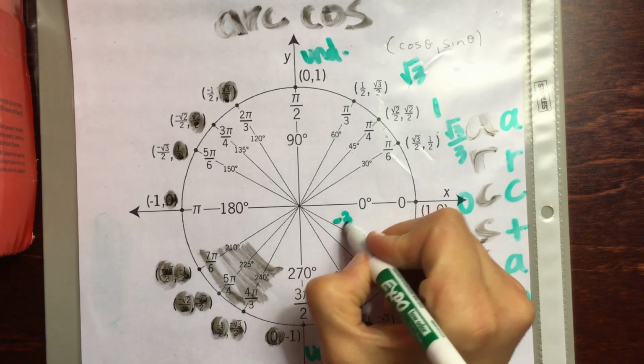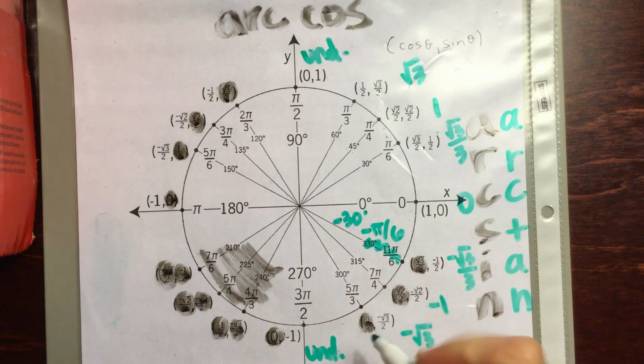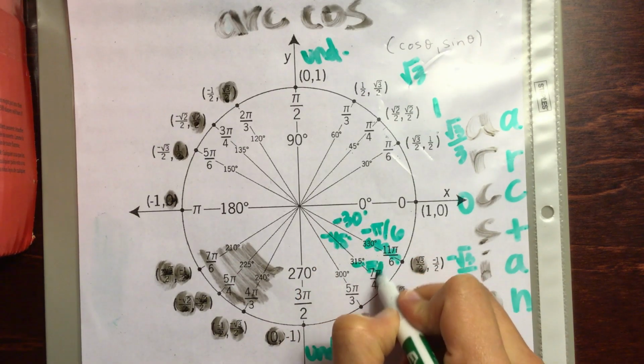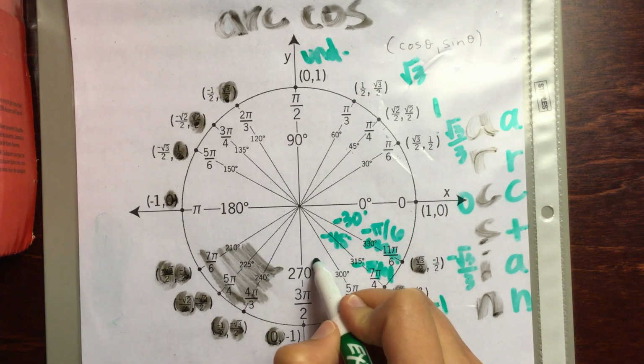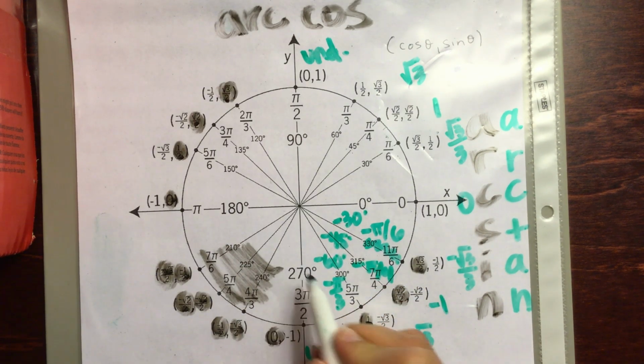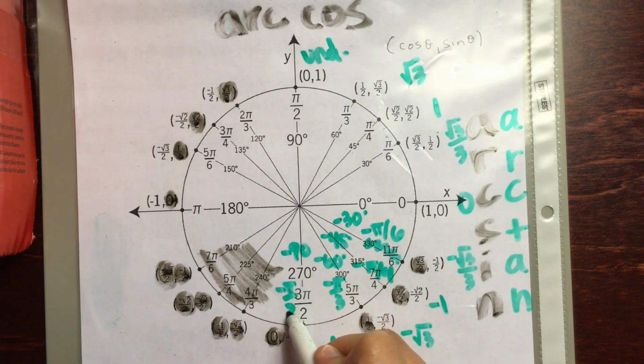This would be -30 degrees and negative pi 6s. This middle one would be -45 and negative pi 4ths. I know you can't really see. This would be -60 or negative pi 3rds, and then straight down would be -90 or negative pi over 2.